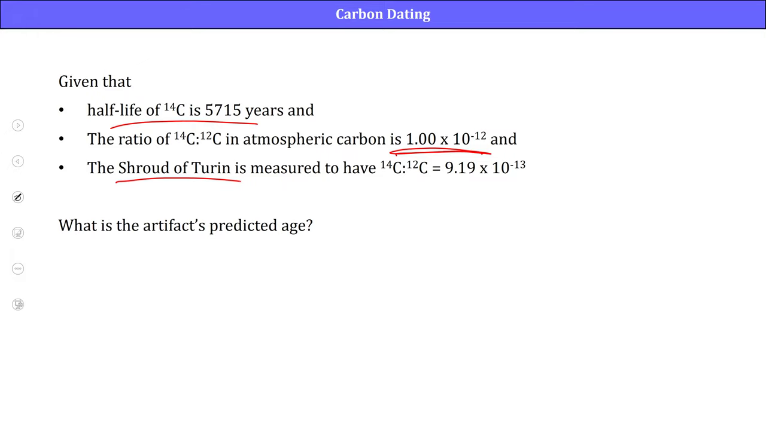I feel like it must have been in the 90s that they actually ran this test. I feel like references to the Shroud of Turin were everywhere for a while when I was growing up. 60 Minutes. Yeah, I remember the documentaries and stuff.